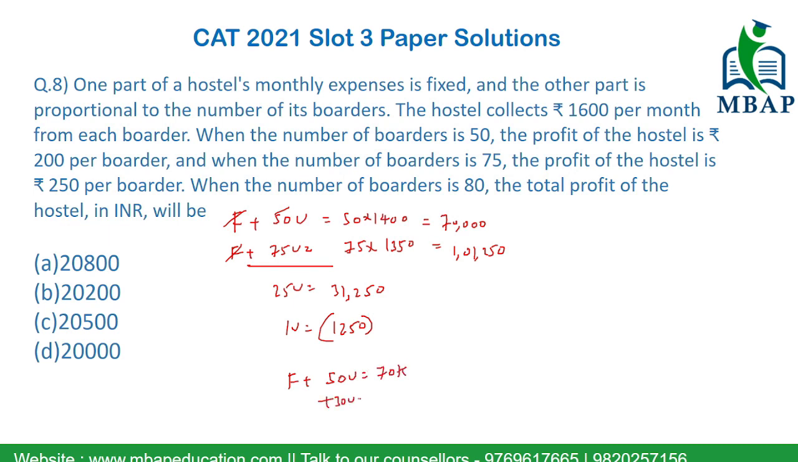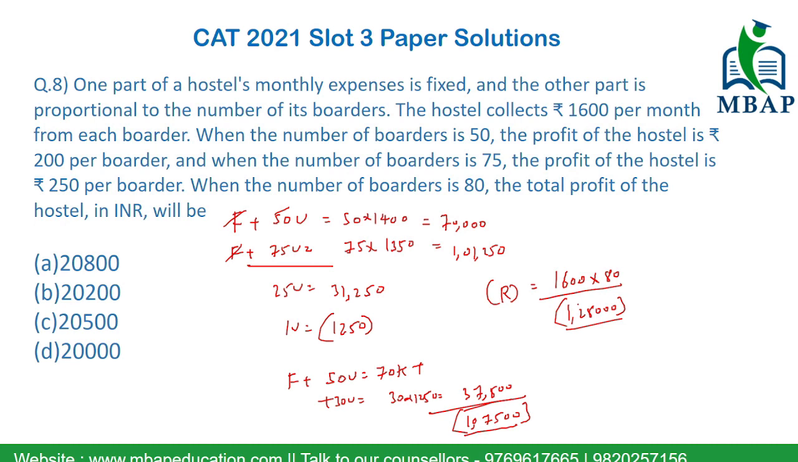Add 30 more people inside with 30V, which will be 30 into 1250, which is 37,500. 37,500 plus 70,000 will give the overall cost of how much? 1 lakh 7,500. We'll get the final cost of 1 lakh 7,500. And now let's find the revenue of these people. The revenue of these people will be how much? 1600 is the revenue which I am taking out of 80 people, which will give you the final amount as 1 lakh 28,000.